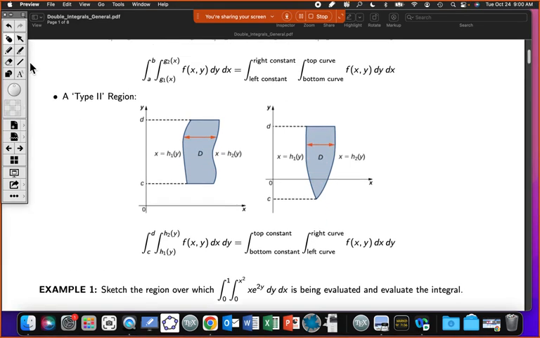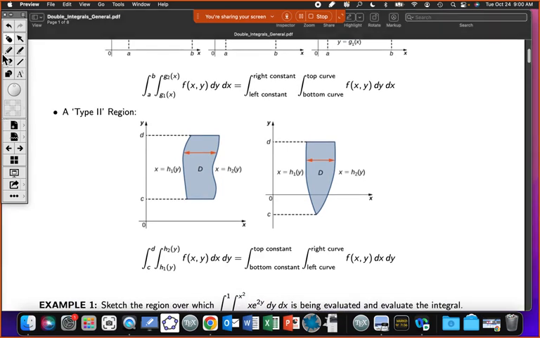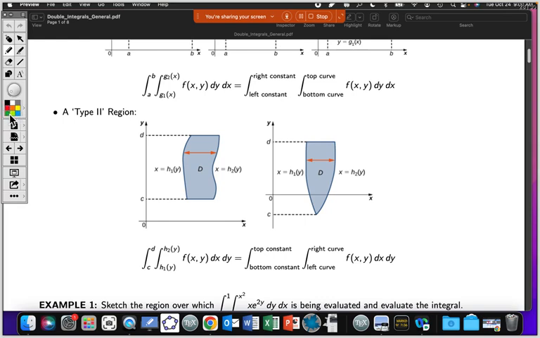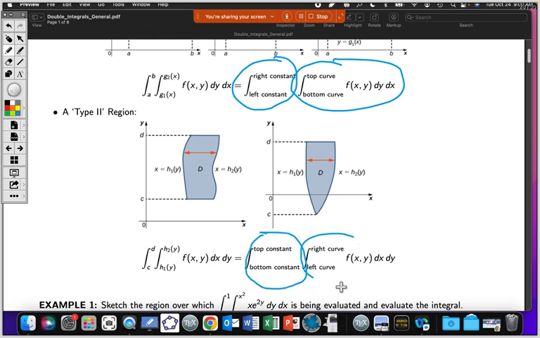But the key thing in both of these is to realize the outermost integral will always have constant bounds. So if it's dx dy, we're going from the left to the right constant, and then from the bottom to top curve. If we're in this type of region, it's a bottom to top constant, left to right curve. Whatever the lower limit is, it's always the smaller. If you're looking at x's, the smaller of the two things is always on the left. If you're looking at y's, the smaller of the two things is always on the bottom. Okay?